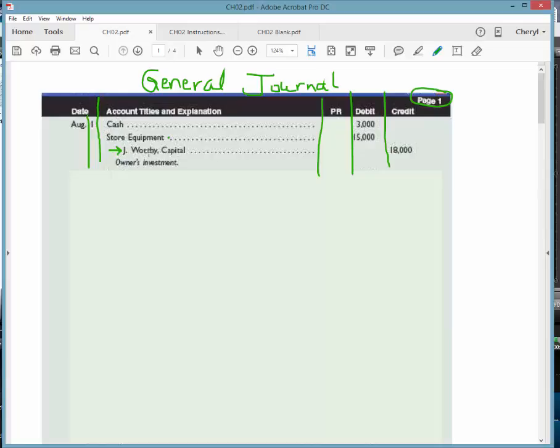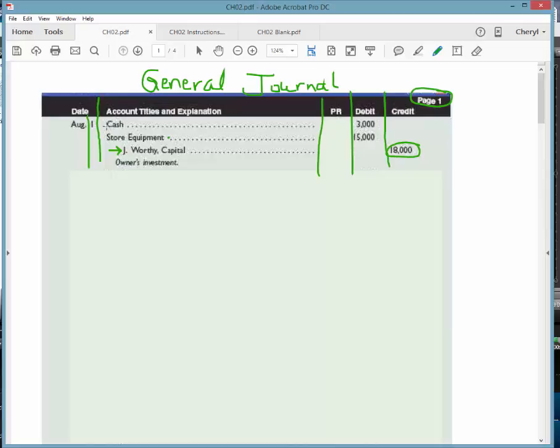In this case, we only have one credit, our J-Worthy Capital, which is the total amount that she invested in the company: the 3,000 cash and the store equipment of 15,000. Now notice I had blocked out the post-referencing column. Nothing goes in this column until we actually post to the general ledger.